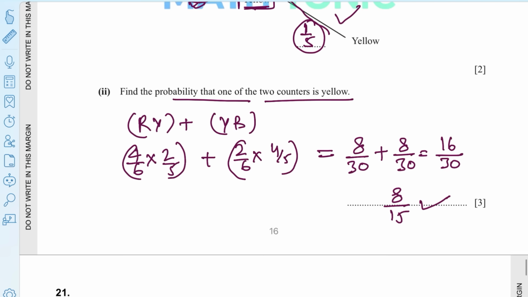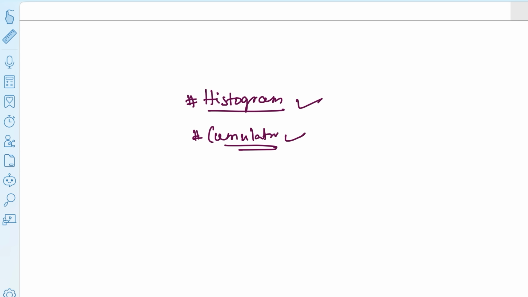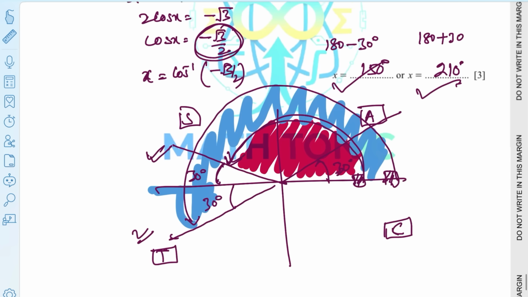And yes, I didn't include the question, but you have to practice the graphs, the histogram questions, and cumulative frequency questions. Don't forget to practice histogram and cumulative frequency questions also for the paper 2 exam.